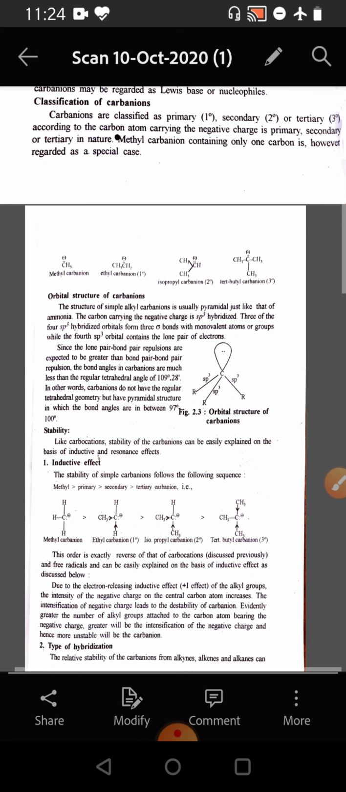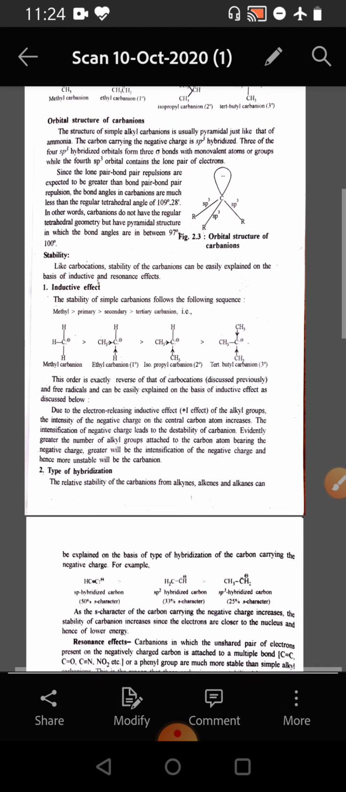Classification of carbanions. Carbanions are classified as primary, secondary or tertiary according to the carbon atom which carries the negative charge, whether it is primary, secondary or tertiary in nature. Methyl carbanion containing only one carbon is however regarded as a special case.